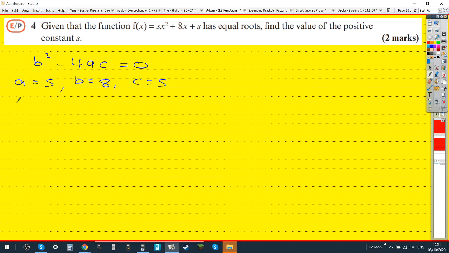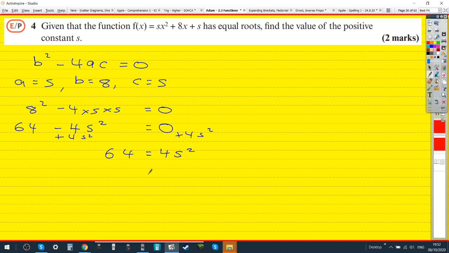So 8 squared minus 4 times s times s equals 0. And then we do 8 squared, which would be 64, minus 4 times s times s, which would be s squared. So it'd be 64 minus 4s squared equals 0. And then we could add 4s squared to both sides, which would be 64 equals 4s squared.